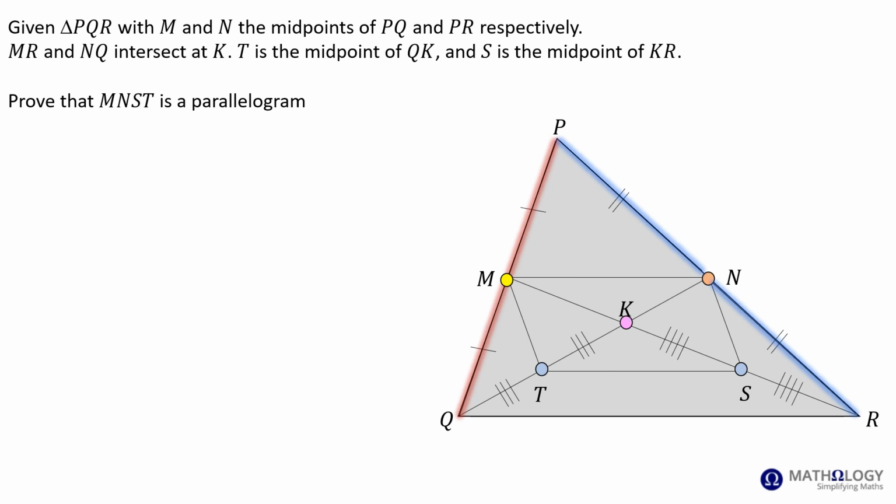Given triangle PQR with M and N the midpoints of PQ and PR respectively. MR and NQ intersect at K. T is the midpoint of QK, and S is the midpoint of KR. We are required to prove that MNST is a parallelogram.